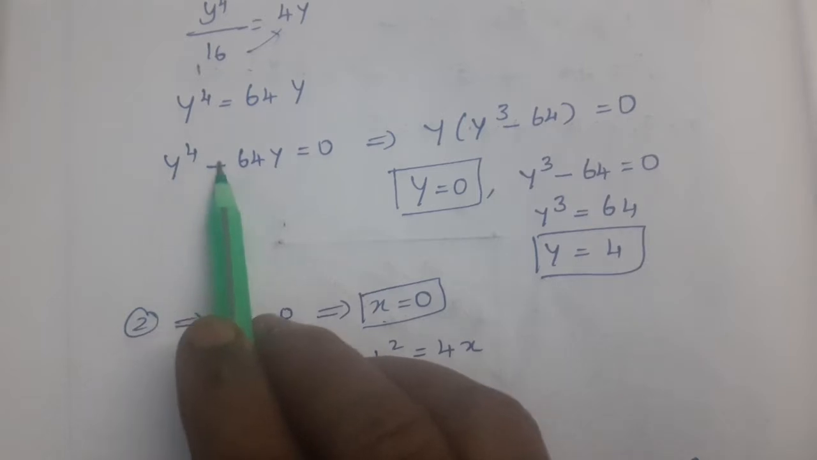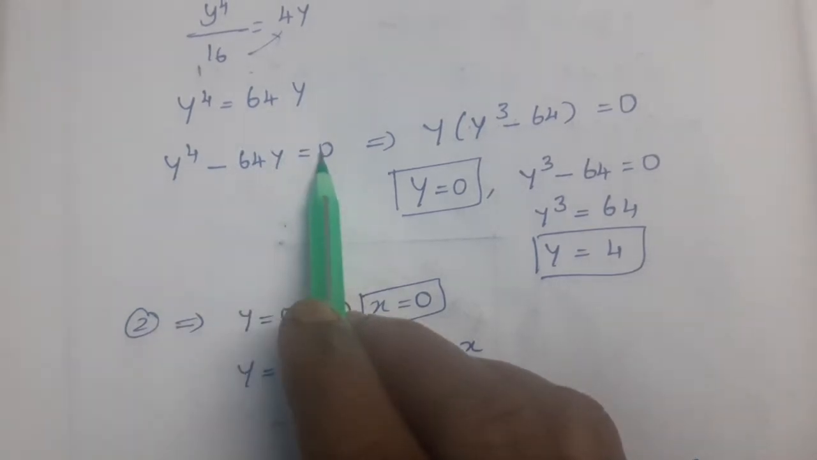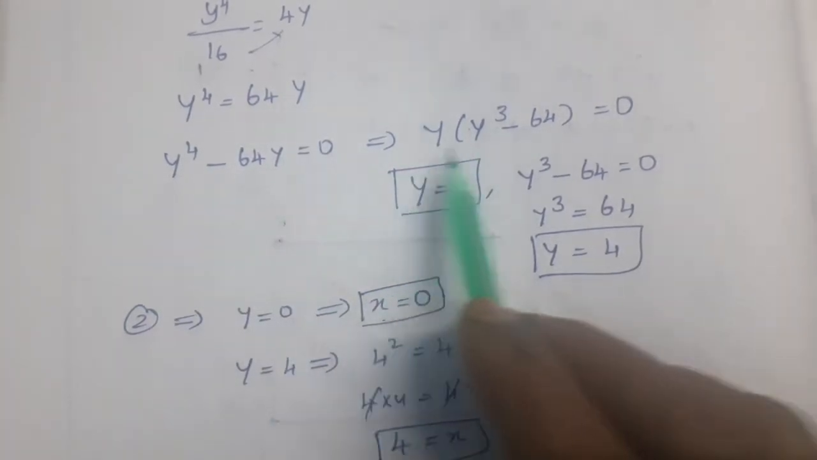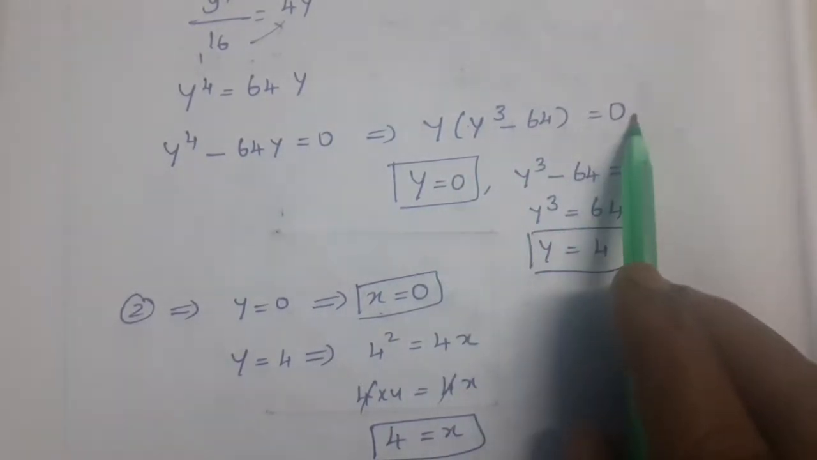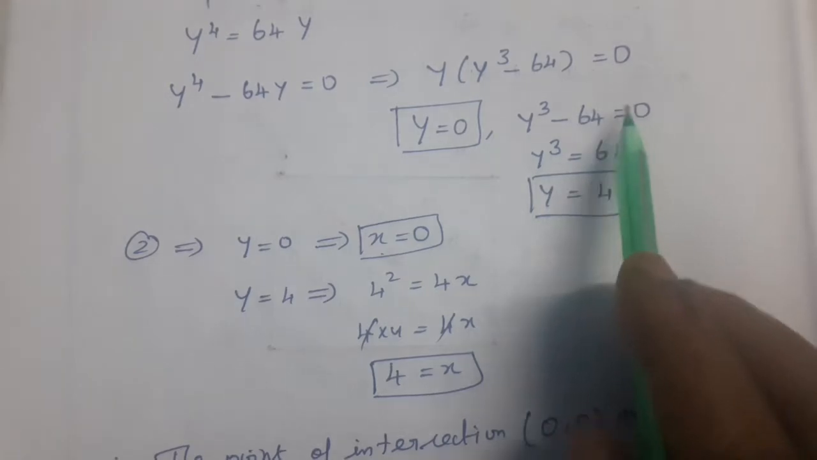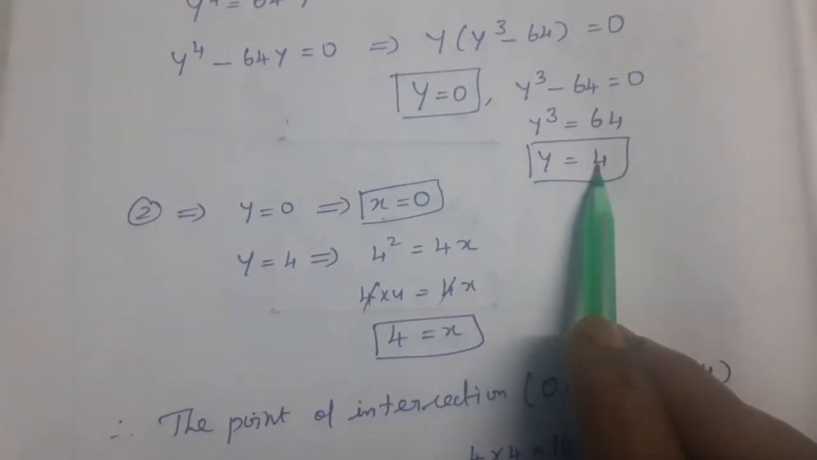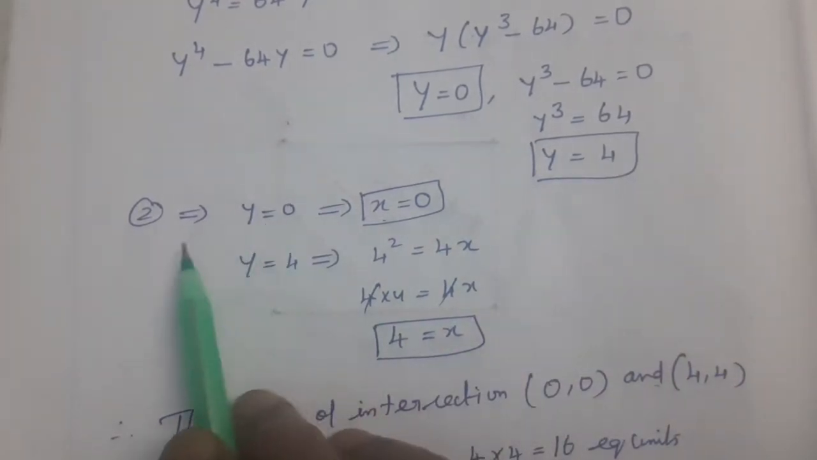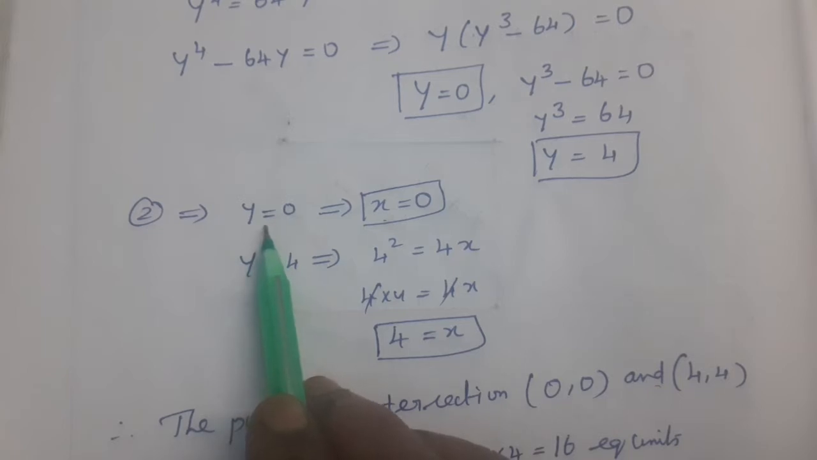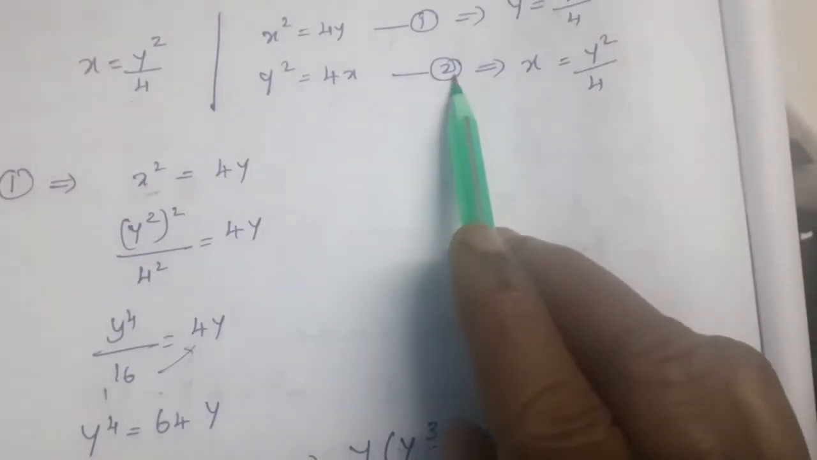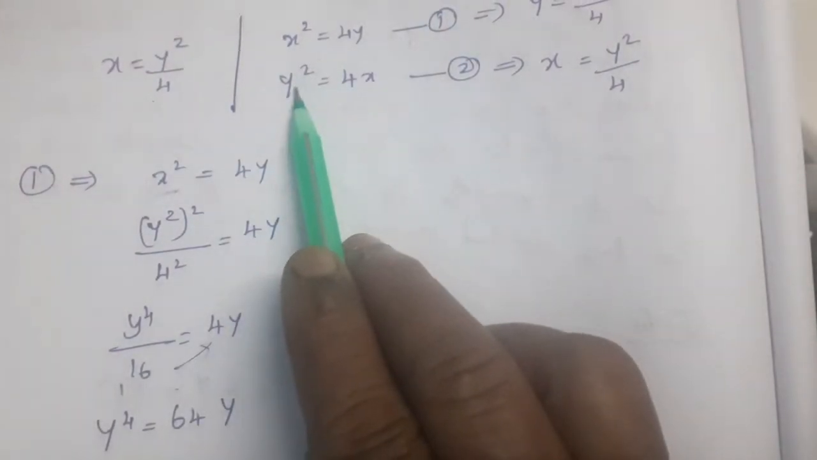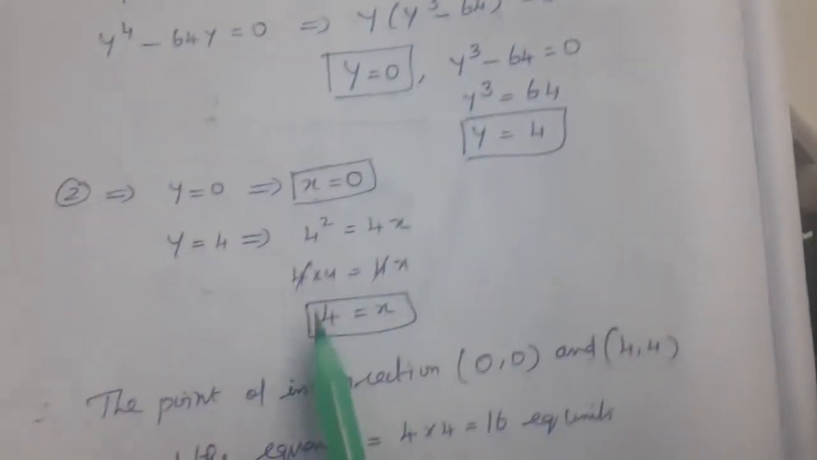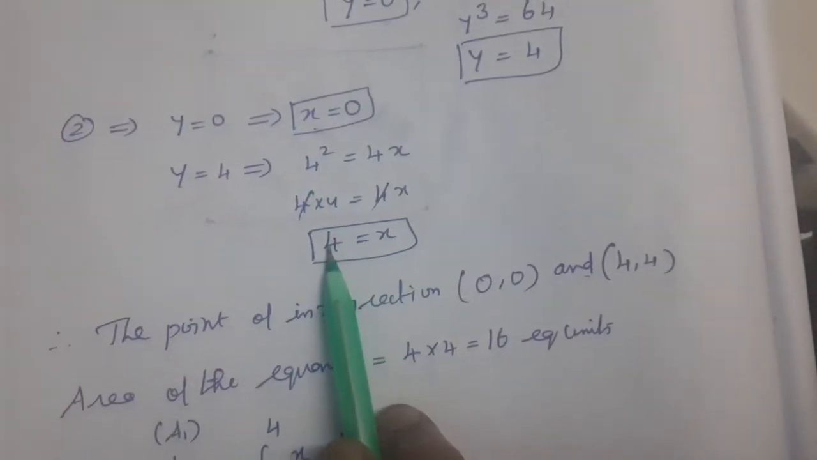Now y power 4 minus 64y equal to 0. Taking y common, y cube minus 64 equals 0, that is y equal to 0. Y cube equal to 64 means the y value is 4. The second equation gives y equal to 0, so x is also 0. Y equal to 4 means x is equal to 4 fours are 16, so x is equal to 4.